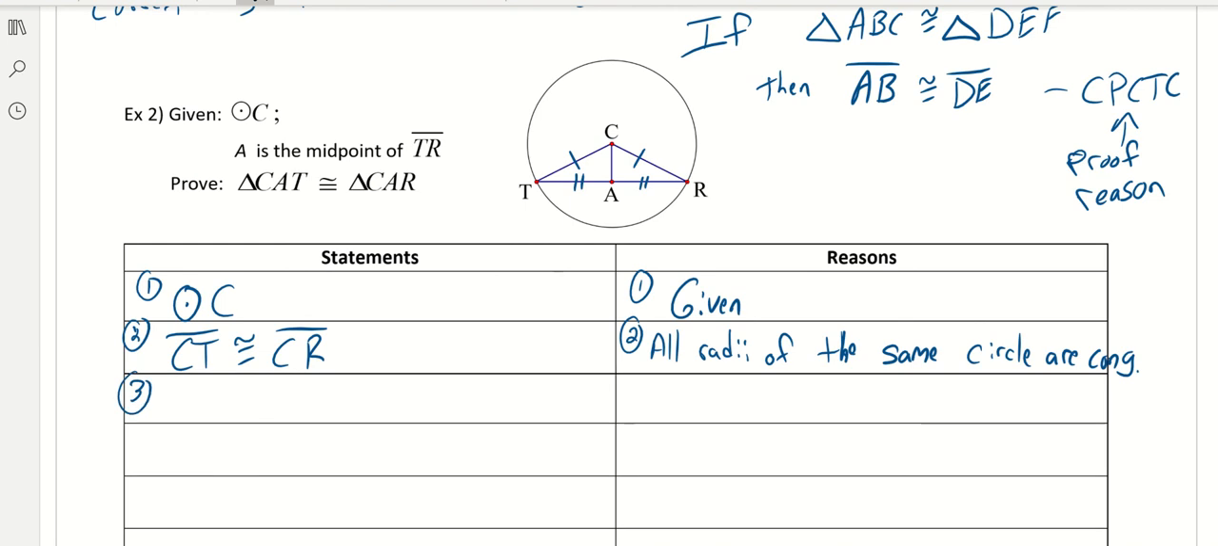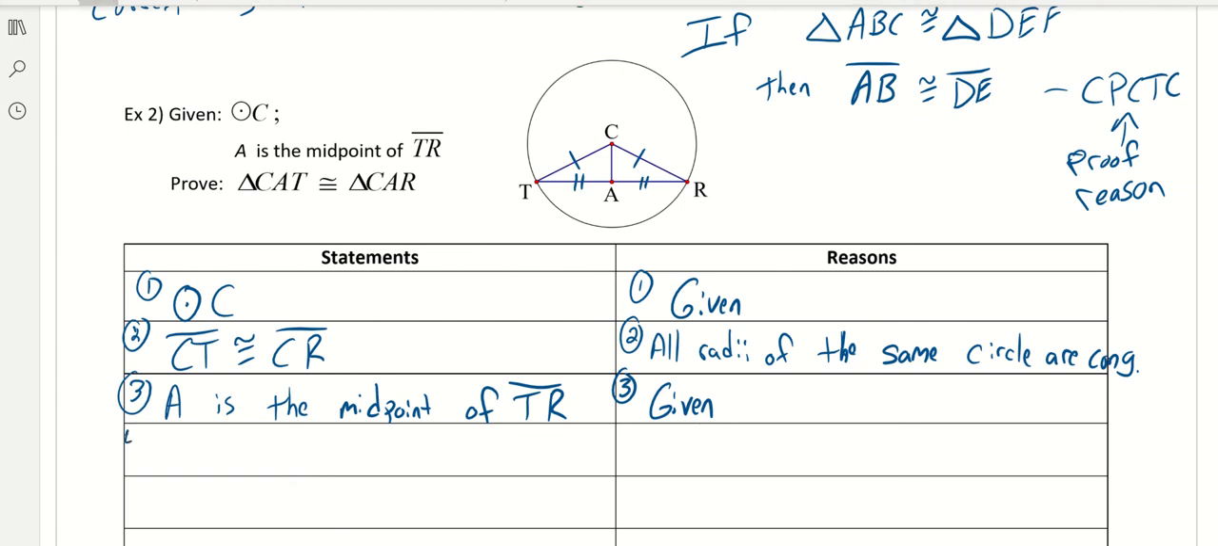Number three, back to the given information. A is the midpoint of TR. How did we know that? Because it was given. What does it mean for A to be the midpoint of TR? It means it's going to bisect segment TR.